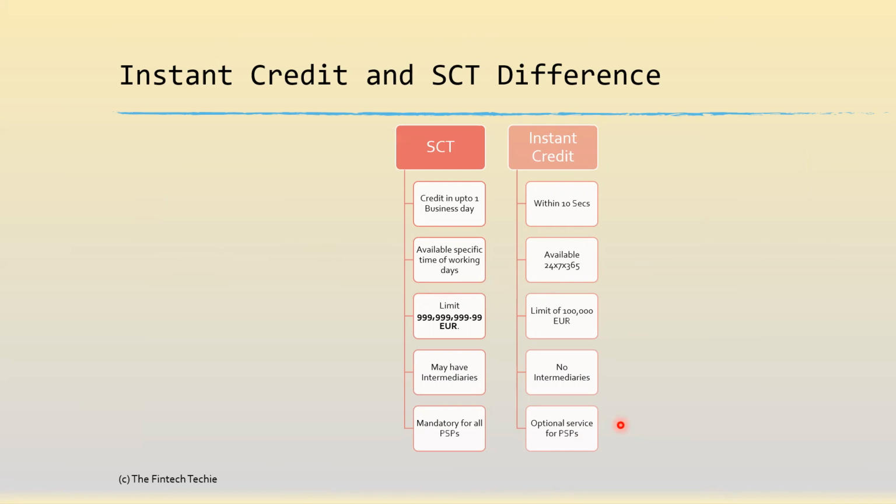Probably the reason could be the exorbitant implementation cost which comes along with implementing such a solution, wherein you have to deliver payments in 10 seconds. Also, the cost of implementing an AI-based instant AML or fraud detection becomes a bit expensive. Hence, we haven't seen the kind of uptake that SEPA Instant Credit merits.